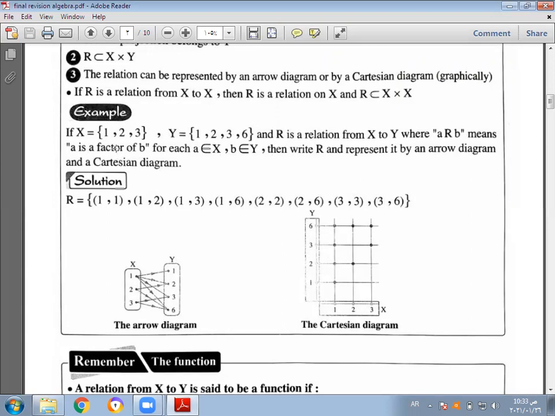From the relation a is a factor of b, we can write the relation R equals the set of ordered pairs (1,1), (1,2), (1,3), (1,6), (2,2), (2,6), (3,3), (3,6).